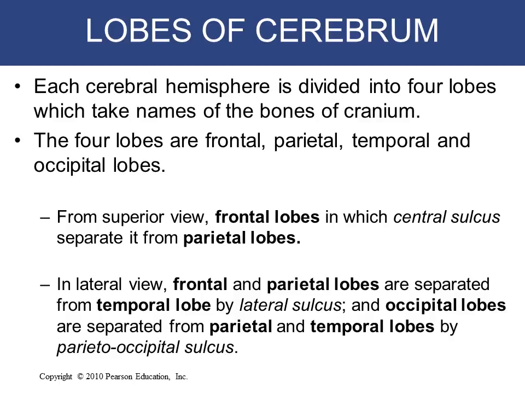So the frontal lobe, when you are looking at the cerebrum from the superior view, you have the frontal lobe, which is projecting anteriorly and is separated from the parietal lobe by central sulcus. At the lateral view, the frontal and parietal lobe are separated from temporal lobe by lateral sulcus, and occipital lobe are separated from parietal and temporal by parieto-occipital sulcus. So that projecting part of the frontal lobe is called the frontal pole, and the projecting part of the temporal lobe is called the temporal pole, and the posteriorly projecting occipital lobe is called the occipital pole.